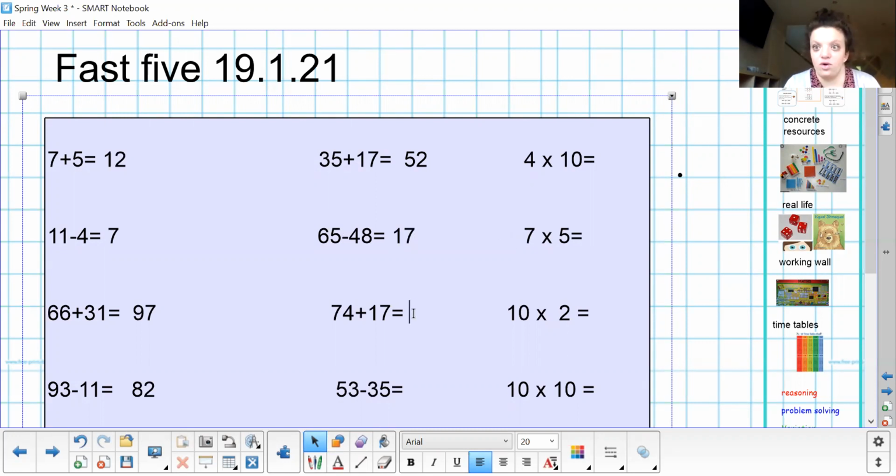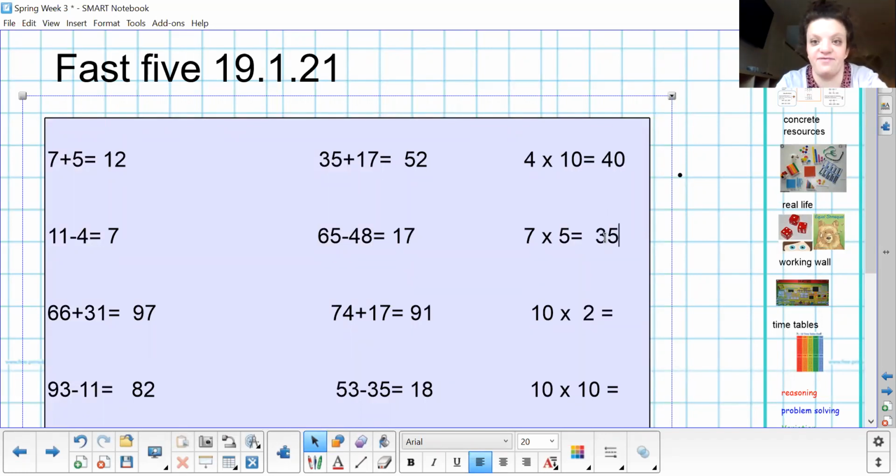Okay, 74 add 17, so we're doing 74, we add 10 and we get 84, and then add our 7 and we get 91. 53 take away 35, so we're going to do 53 take away 30, which is 23, take away 5, 18. 4 times 10, 40. 7 times 5, 35. 10 times 2 is 20. And then 10 times 10 equals 100.